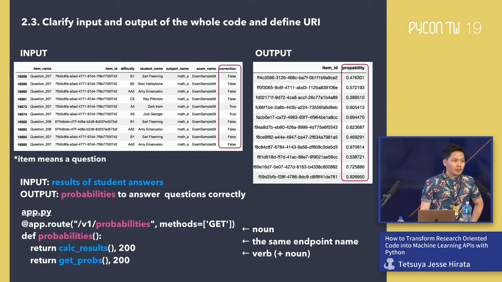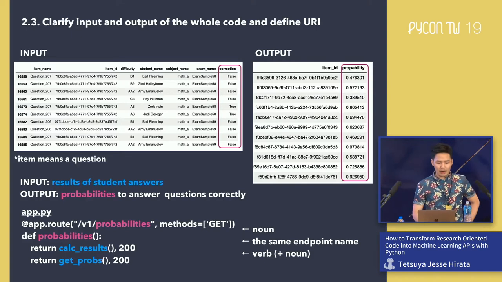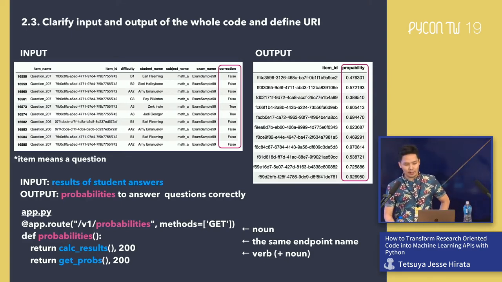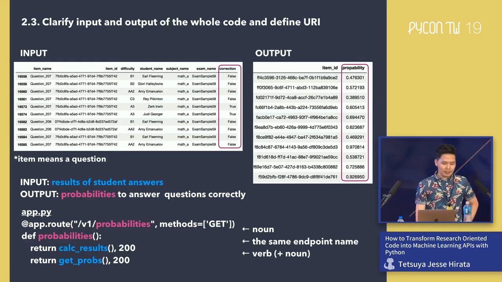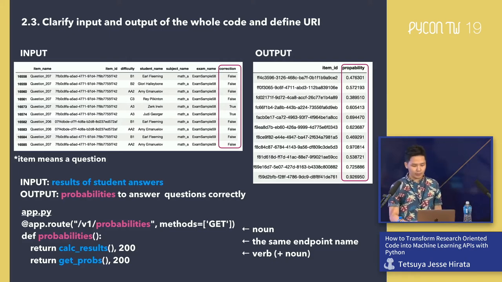What I want to say in this slide is that understanding what data is input and output, which means understanding what data the code calculates and makes, is an important step to make an API. So now we could create a skeleton of the ML API modularized from a page of research-oriented code.